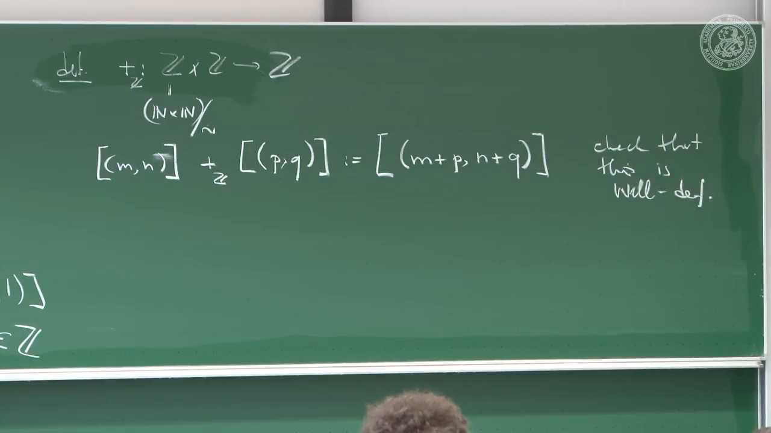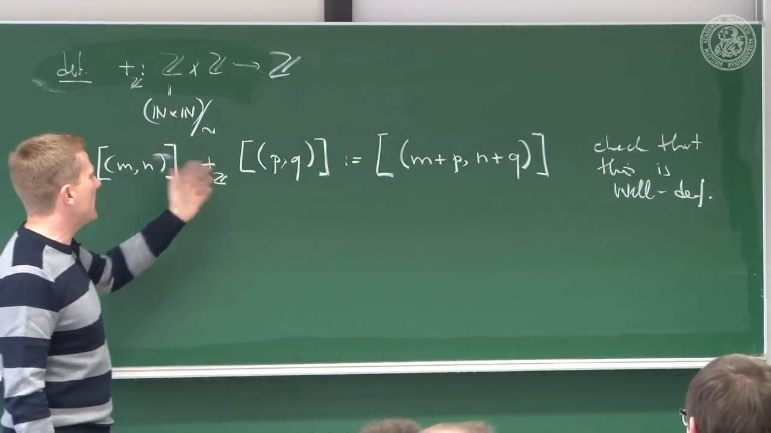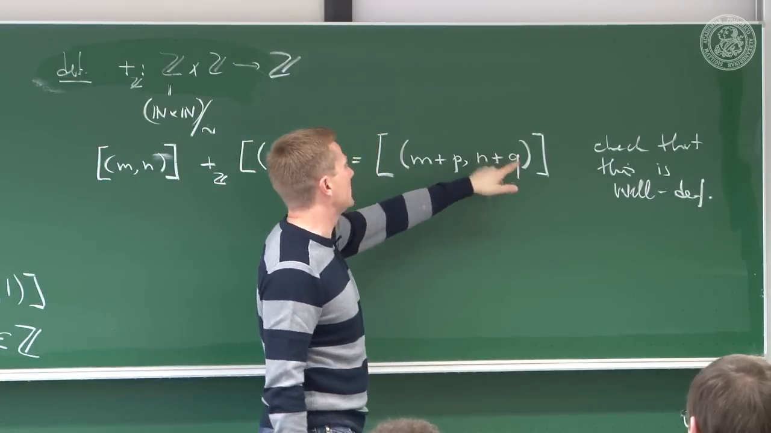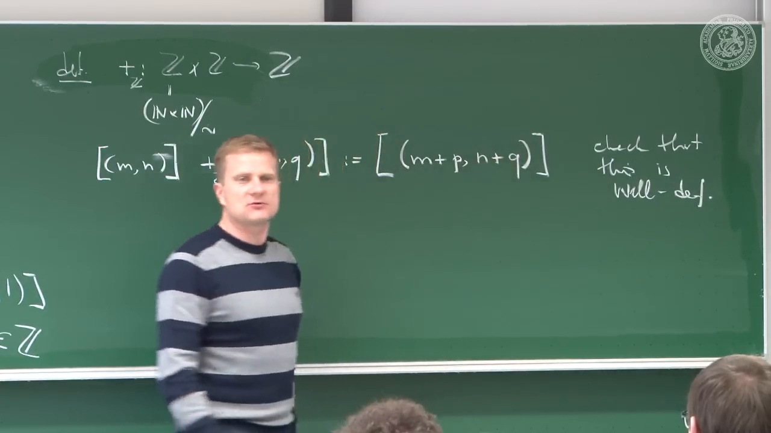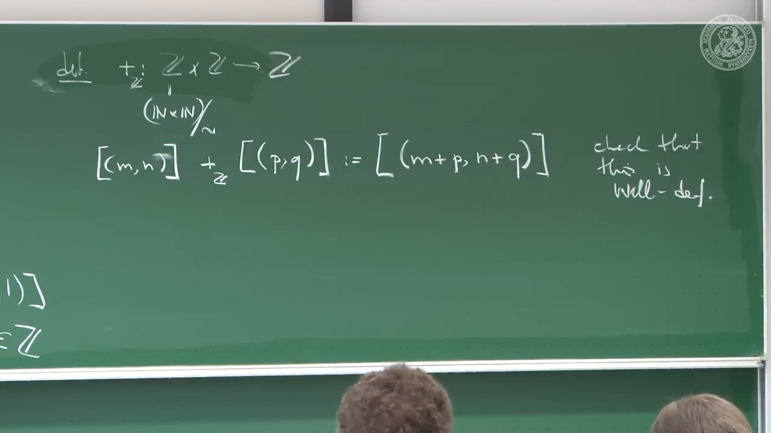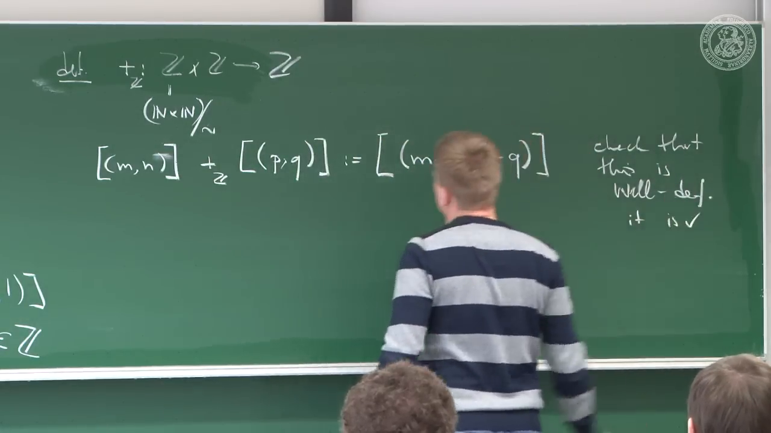Well, the intuition is this: m minus n plus p minus q. You add up the positively contributing ones, you add up the negatively contributing ones, and their sum is being subtracted. That should be the intuition. That's why we define it like this, but the intuition is just the idea behind this definition. That's a valid definition, which needs to be checked. It is well defined.